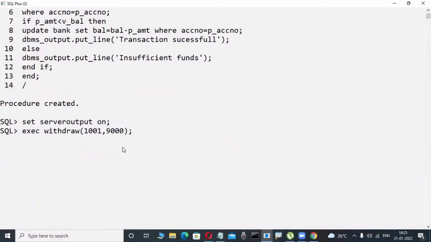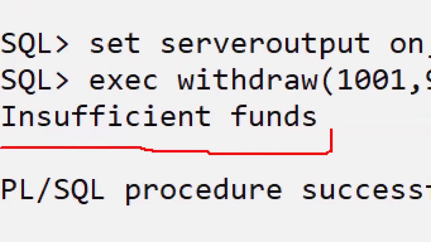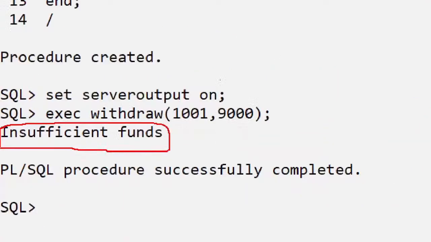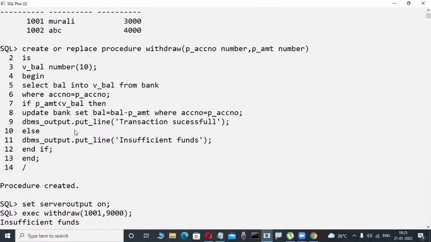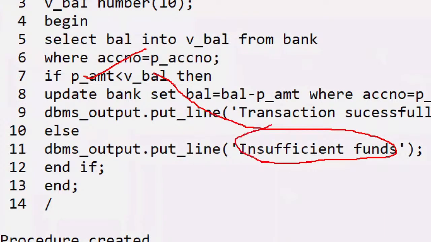Whenever I try to withdraw 9,000, is it possible? No. So now here it will give a message, insufficient funds. It will display the message, or not? How is it possible? This coding is executed. Whatever I'm writing is executed. Your amount is more than the available balance, that's why insufficient funds. It will display the message, yes.